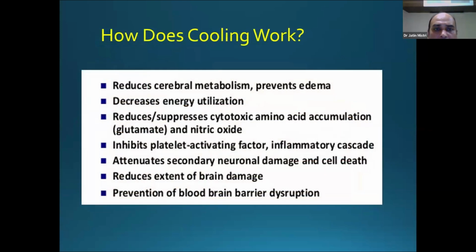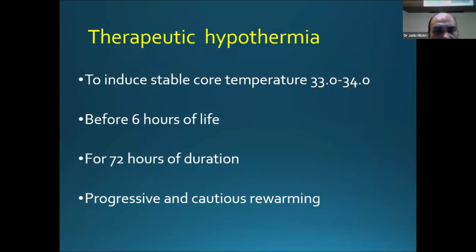Okay. So how does this cooling work? It reduces cerebral metabolism. It will prevent edema. It decreases energy utilization. It suppresses the cytotoxic amino acid accumulation, which is a part of the secondary phase. It inhibits the platelet activating factor. It will attenuate secondary neuronal damage, it reduces cellular death, it reduces the extent of brain damage, and it prevents blood-brain barrier disruption. So there are multiple mechanisms by which therapeutic hypothermia in a moderate degree will prevent brain injury. By a lot of research, evidence, RCTs, and systematic reviews, it is proven.